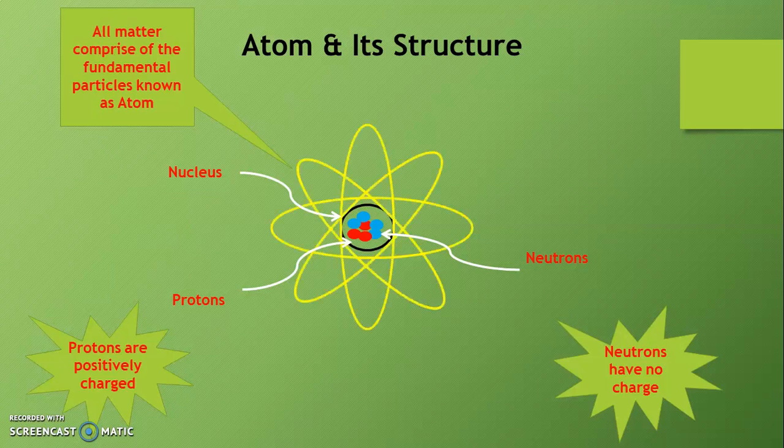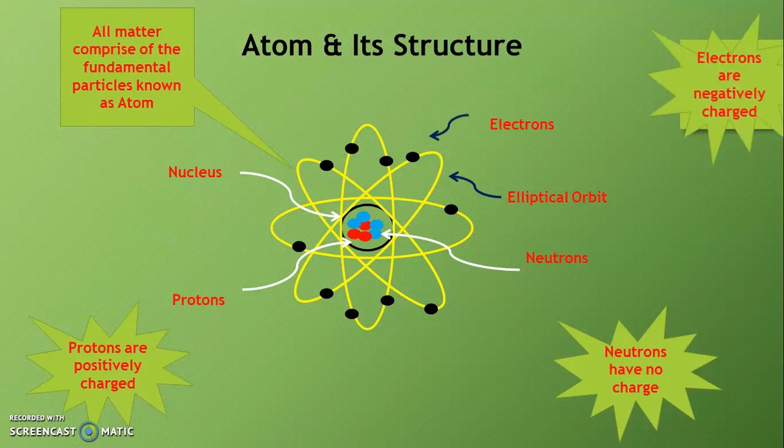Around the nucleus, we have different orbits. All the orbits are elliptical in shape, and electrons rotate in different orbits. Electrons are negatively charged. We have a number of electrons in any matter, and all the electrons rotate in different orbits.